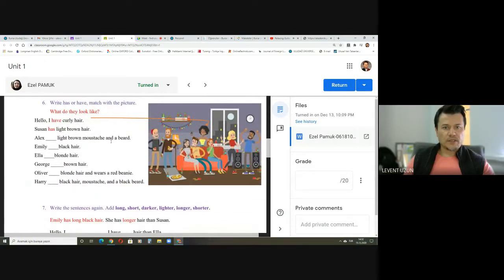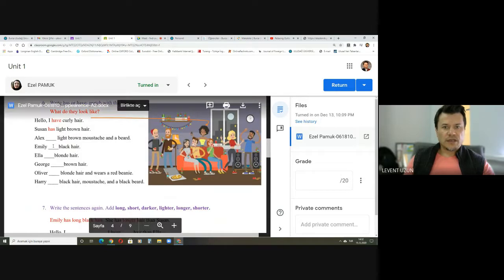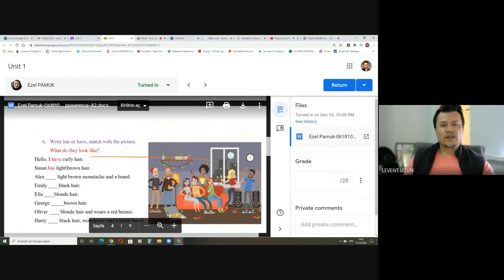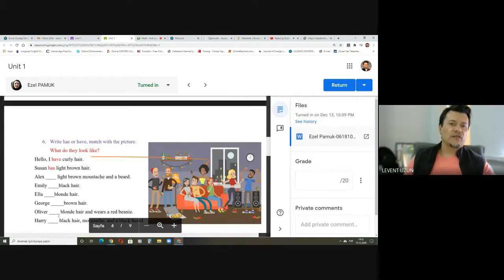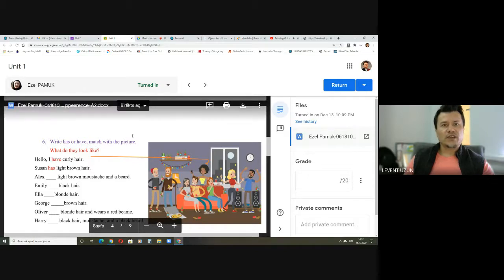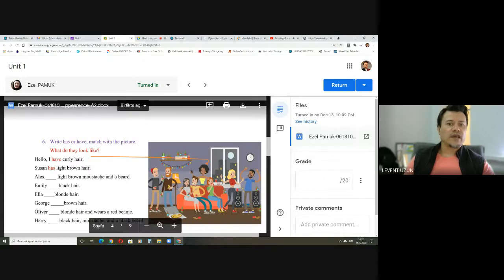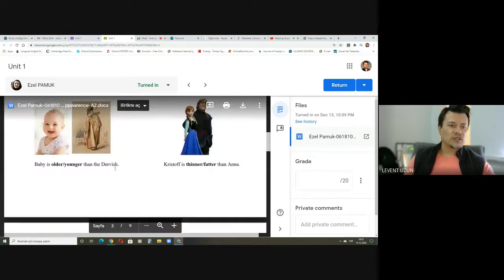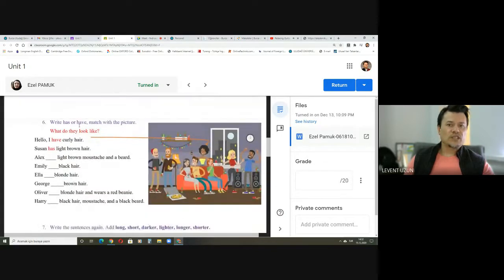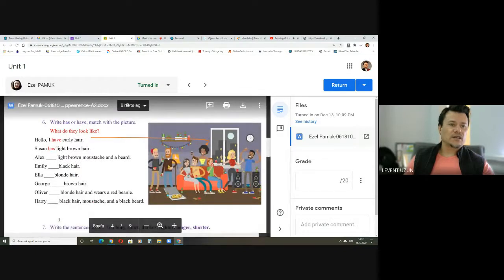Light brown mustache and beard. Emily, I have. So here, you can't ask them to write have and has before teaching where we write have, where we write has. The same activity that I suggested to Eileen. If you concentrate on is and are, you teach them where they write is, where they write are. Then you teach them where we write have, where we write has. There is no teaching part for this. But the purpose of this activity is to write have and has here.